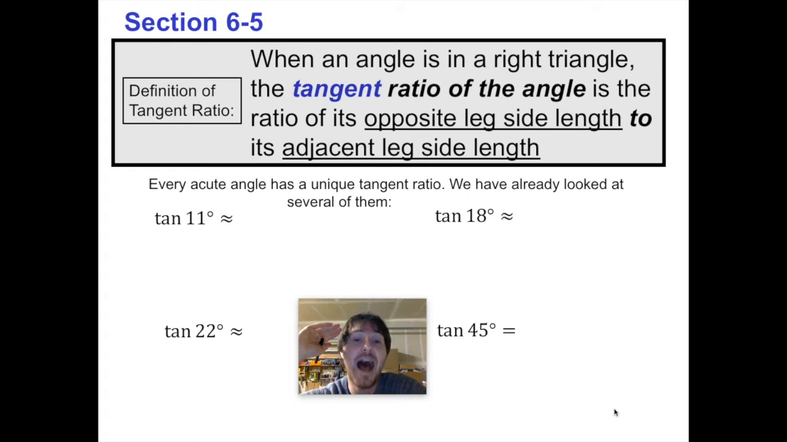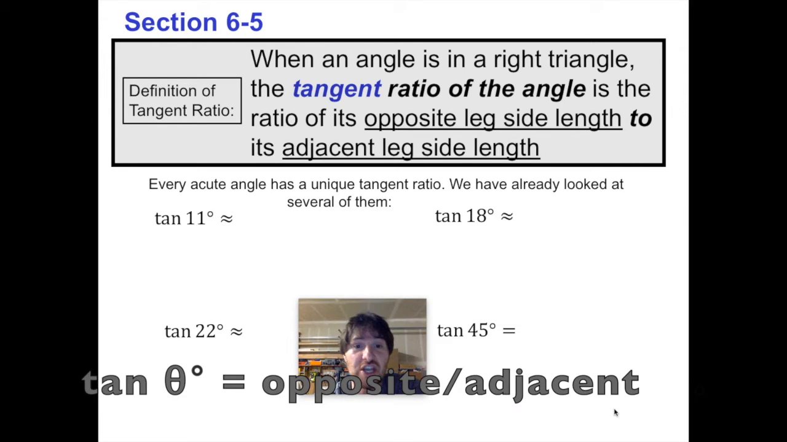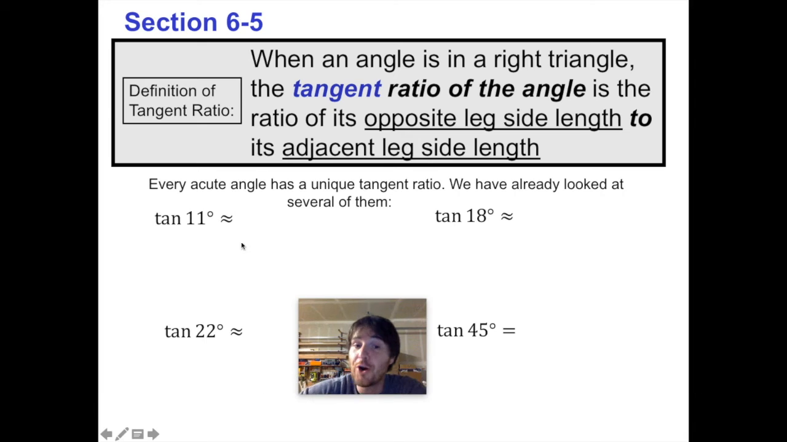Tangent of an angle is its opposite over adjacent ratio. Ratio means this over that, right? Opposite over adjacent. So that's what we're going to practice over these next few days. Let's just get this down here because we've actually already seen this. We've seen this with a lot of these angles here.